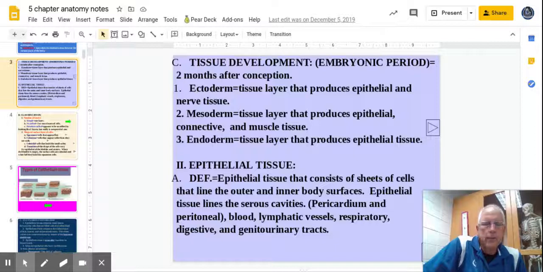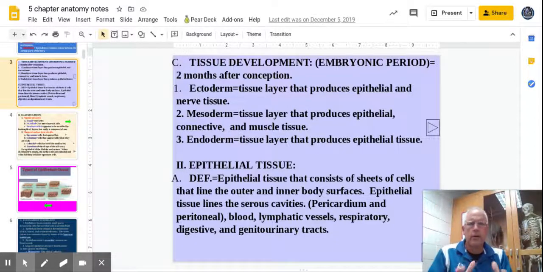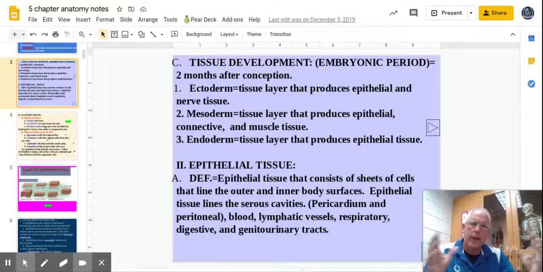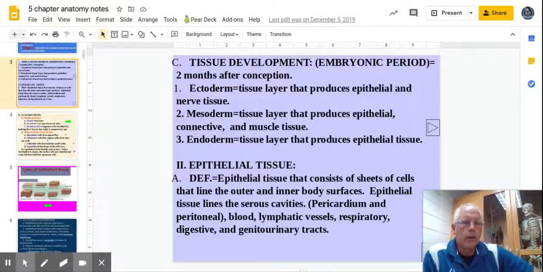Let's talk about epithelial tissue. Epithelial tissue is sheets of cells that line your inner and outer body surfaces. We have some cavities. The pericardium is a sac around the heart. The peritoneal is a sac around the lungs. So we're going to start lining your sacs, your body cavities, your blood vessels, your digestive, your respiratory. Epithelial is sheets of cells doing that protective thing and allowing stuff to move in all these different areas of your body. So we just have epithelial literally from the inside out.